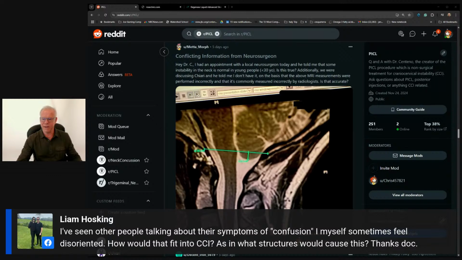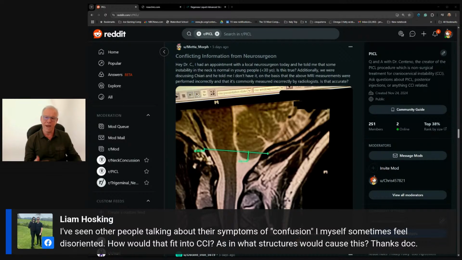Liam, I've seen other people talking about their symptoms of confusion. I myself sometimes feel disoriented. How would that fit into CCI? Yeah, Liam, so I think what you're talking about there mostly is brain fog, and brain fog probably happens due to an ocular mechanism. It seems non-intuitive, but we now know this to be true. Let's say you're trying to recall something, and just for the purposes of this discussion, let's say it's a car accident, right? And let's say you're out walking one day and you see a car accident off to your right. So you hear the noise, your eyes go to the right, you see the cars hit.